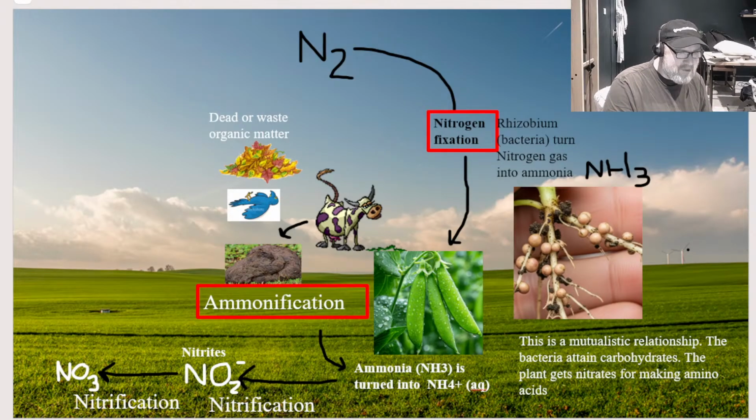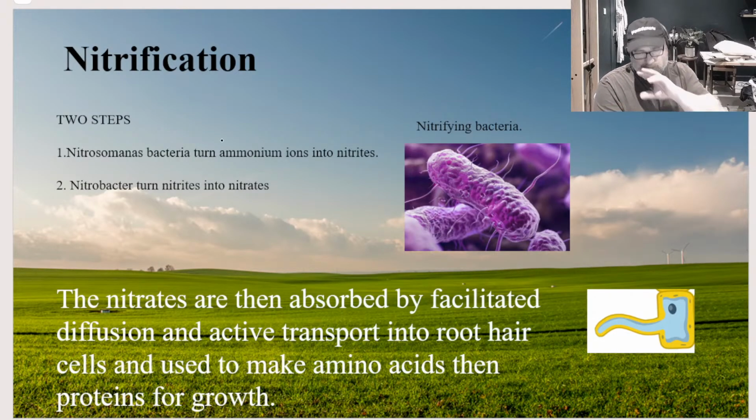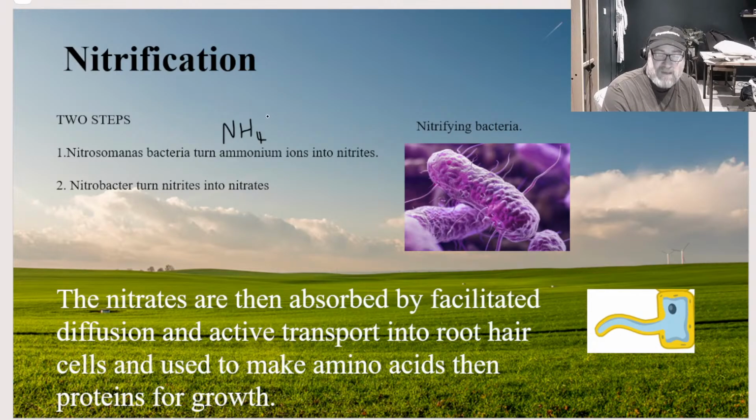So let's have a little look at what we've got going down. Right, so the two steps of nitrification. In the first step, Nitrosomonas bacteria turn ammonium ions into nitrites. So in this situation, we're saying NH4+. That's how you write an ammonium ion, or that's the chemical formula for an ammonium ion. And then nitrite is NO2, normally with a minus.